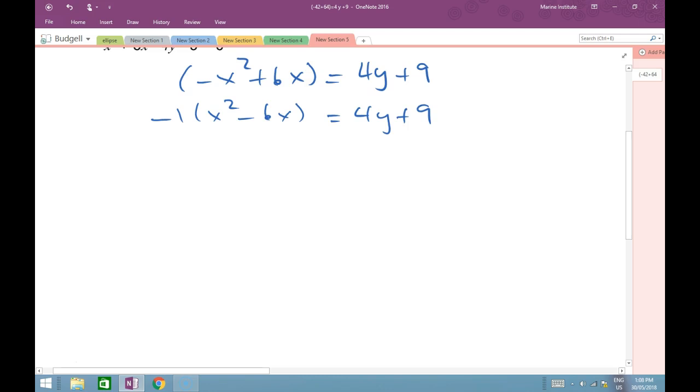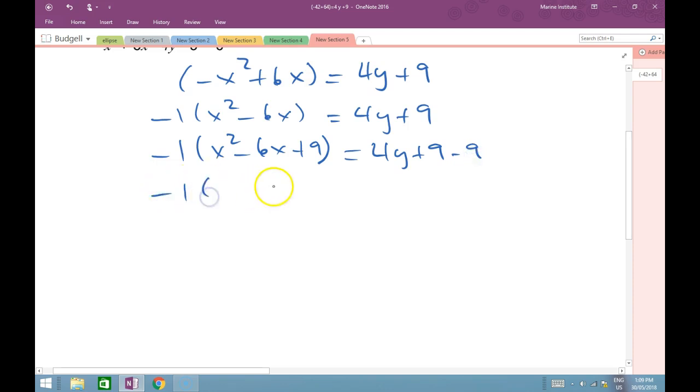Now we're going to complete the square. So we're going to say x squared minus 6x, half of -6 is -3, squared is +9. But we've changed our equation now. We didn't add a 9, we added -1 times 9. So we've added -9 to this side, so we have to add -9 to the opposite side.